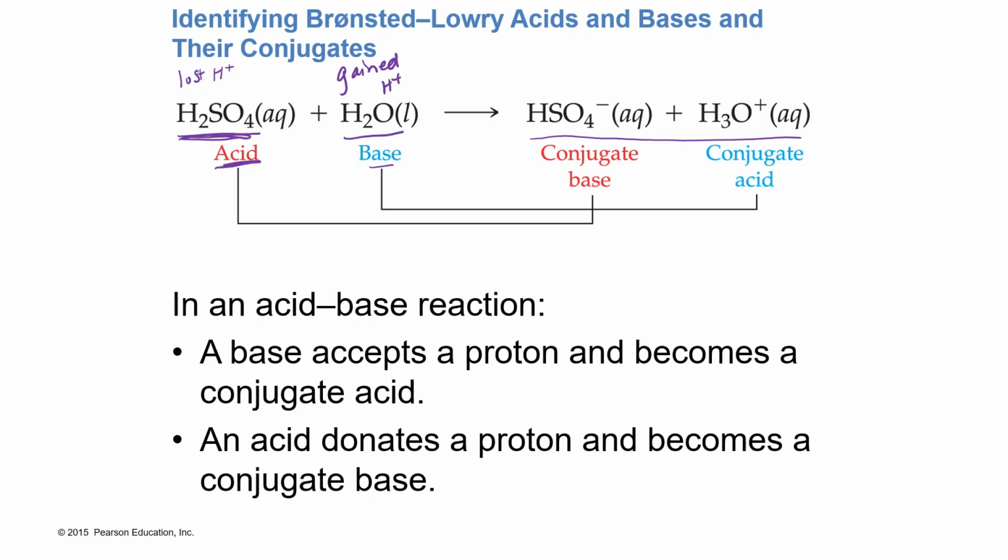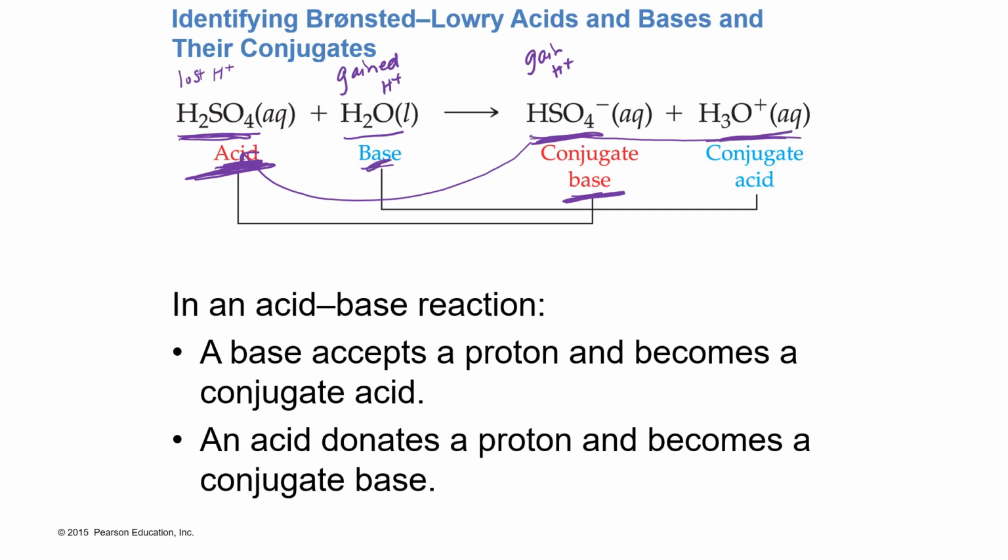Now looking in reverse, this right here is going to gain H+ in order to get from here to here. So it has to be a base, and it's the conjugate base of this acid because they're related to each other by the transfer of one H. And then here, this is the conjugate acid of this base.